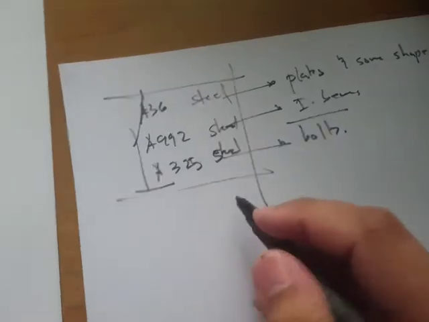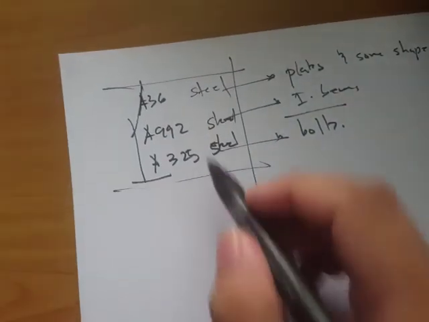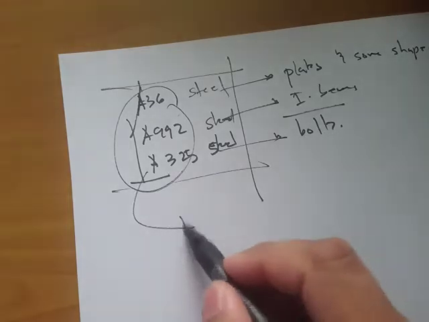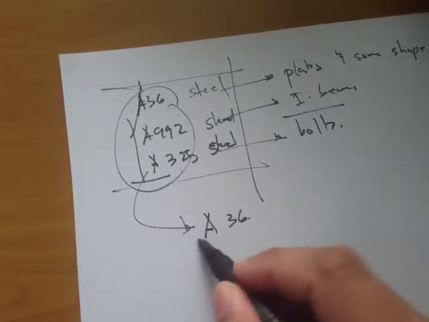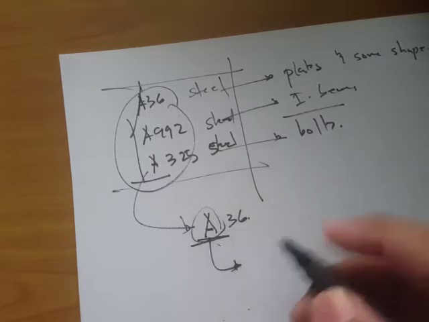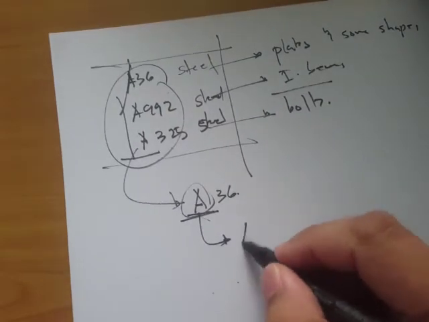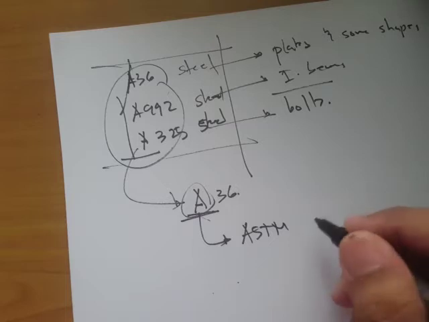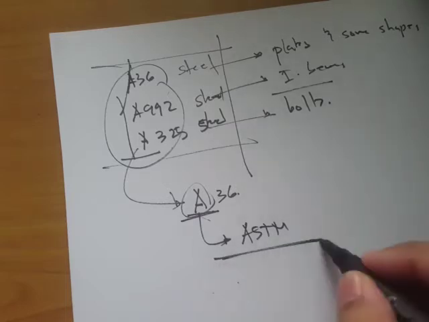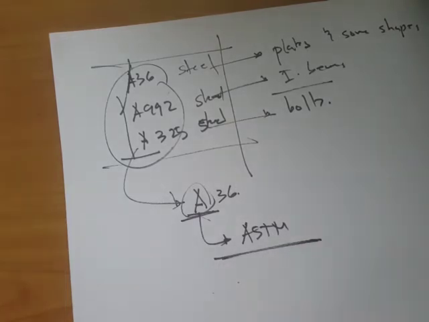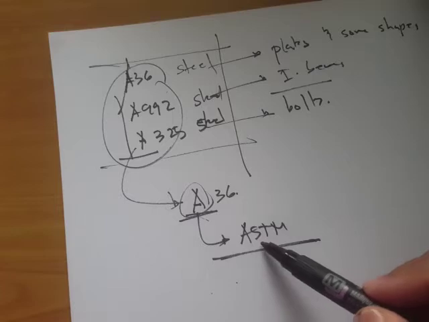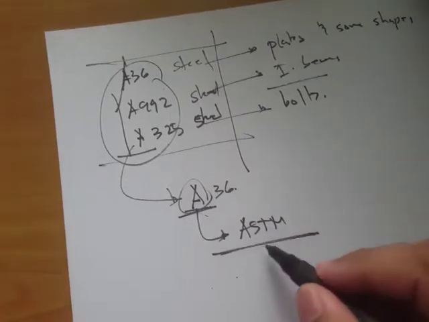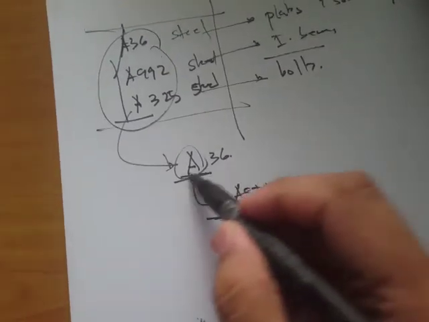Okay, so just a couple of notes here. You would notice that we have this designation. It says A, then 36. Now the A here stands for the ASTM specifications or standards. I think that's the American Society for Testing and Materials, or you can just check that out.